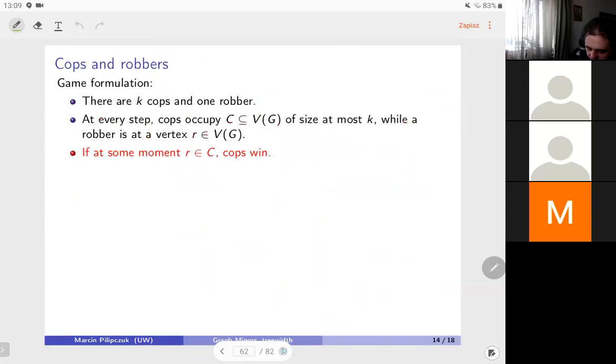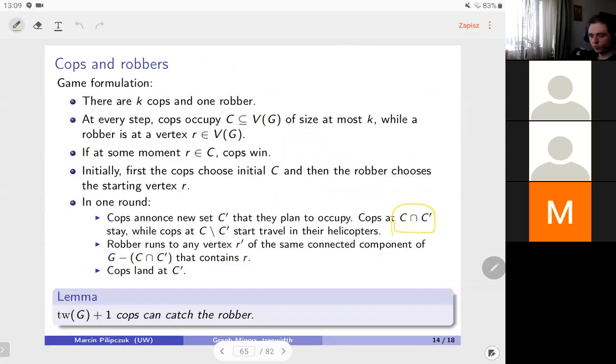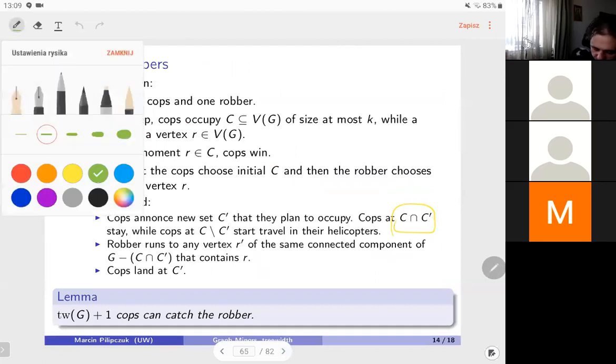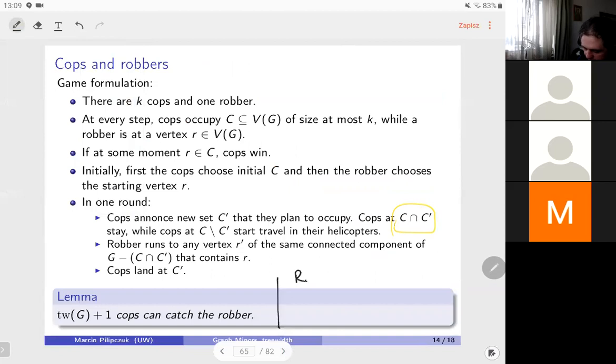So let's go back to the definition. What will be the main topic of the next lecture is that the robber can escape through one less cop infinitely. For infinity. What does it mean? That means that this cops and robbers game is actually a very good characterization of treewidth. The minimum number of cops needed to catch a robber is exactly treewidth plus one, which is the maximum bag size, which should be the correct treewidth, but it's not.